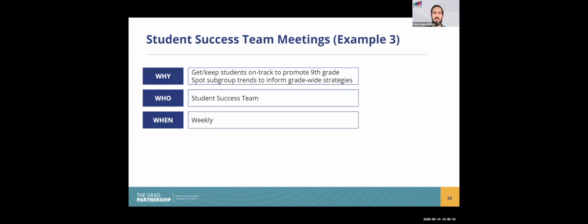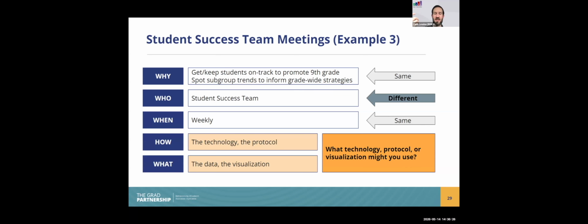Now, once that underlying root cause is identified, I'm going to go into our third example here. And that third example might be where the student success team comes in. And so here what I've done is I've kept the same why to keep students on track and maybe spot subgroup trends. And I've kept the same when, weekly, but I've changed the who. And so I would love to ask you all the same question. If you're trying to do this work, and whether or not you come off mute, I'd love for everyone to be thinking about it for themselves.